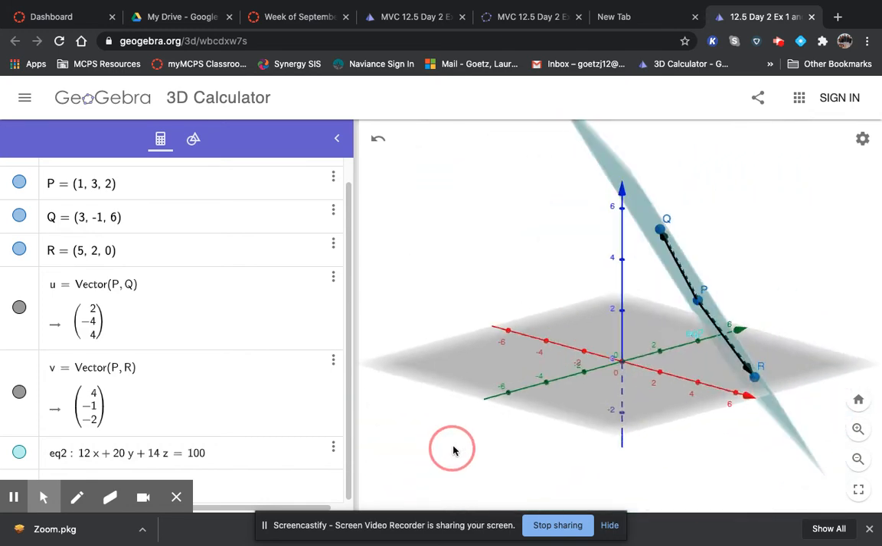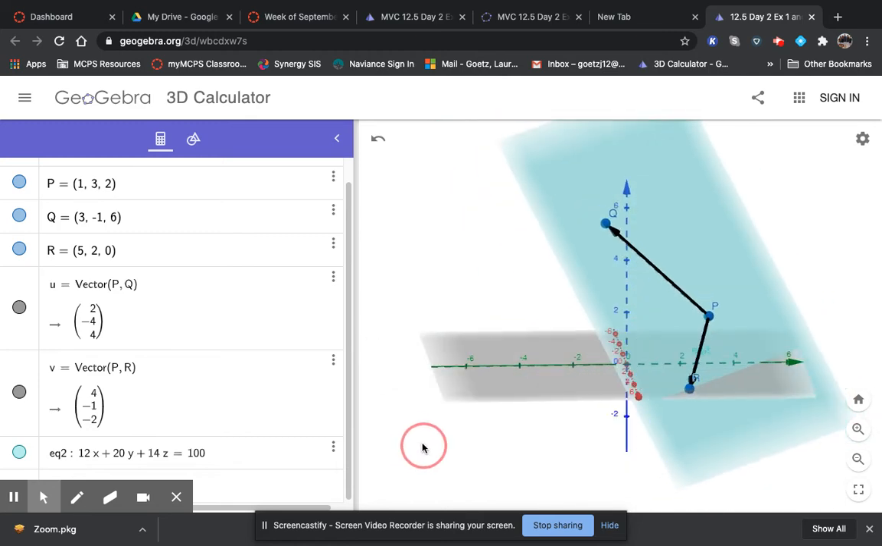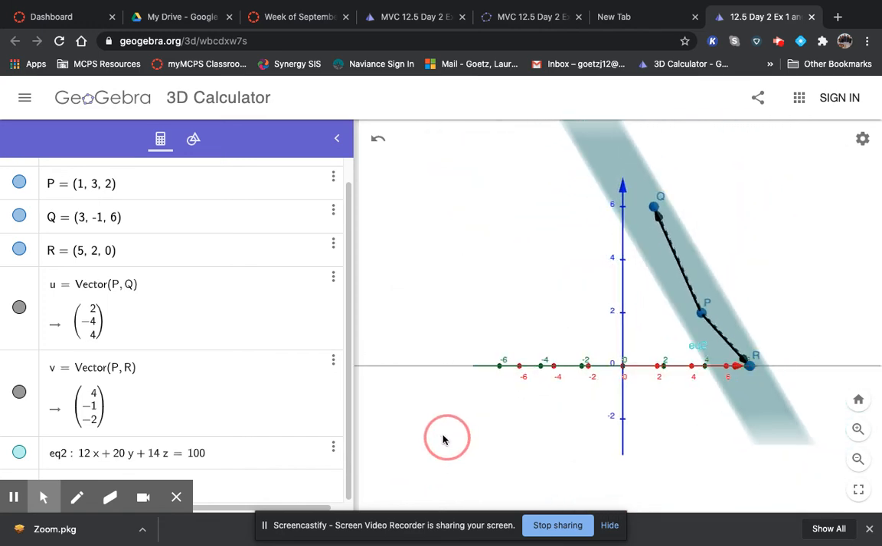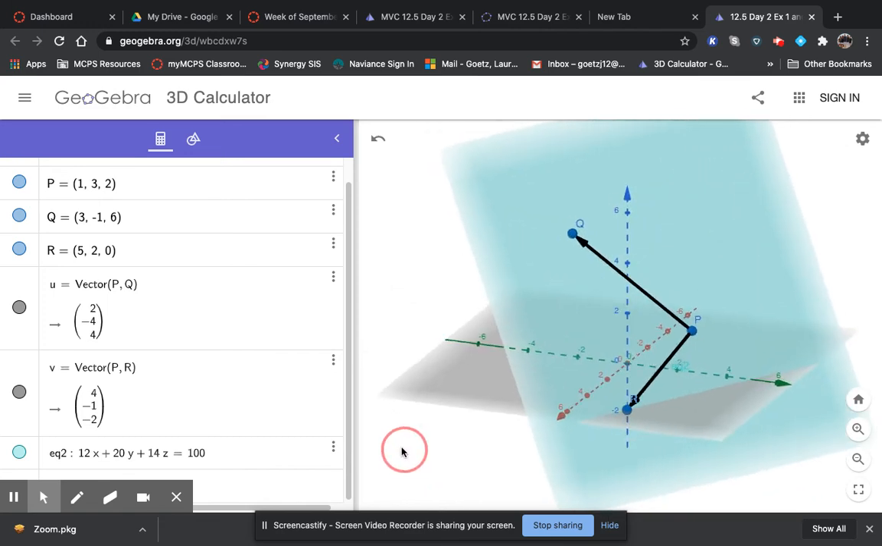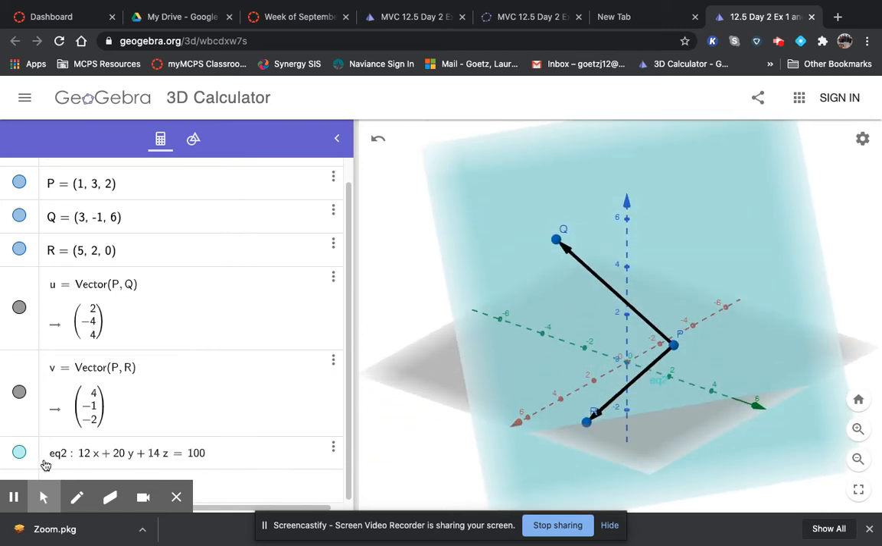There's the plane that contains those 3 points and its equation. Its equation is 12x plus 20y plus 14z is equal to 100. Oh, snap.